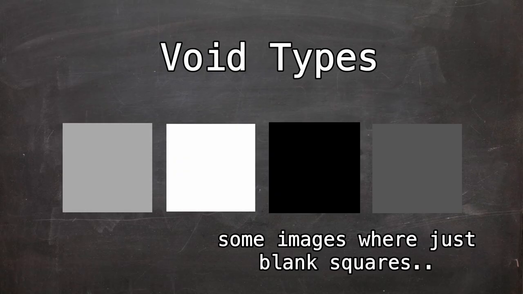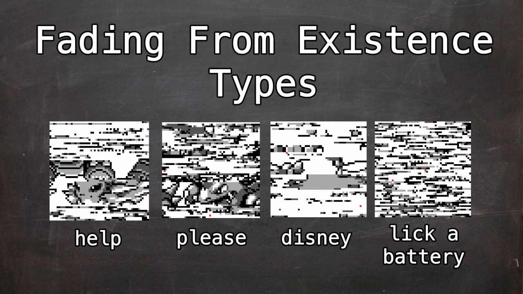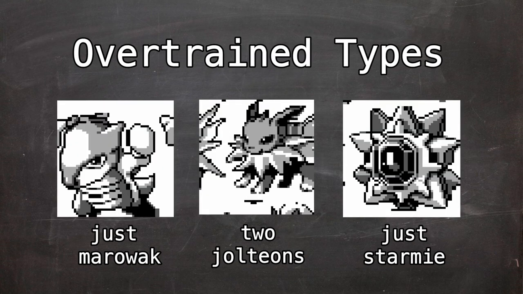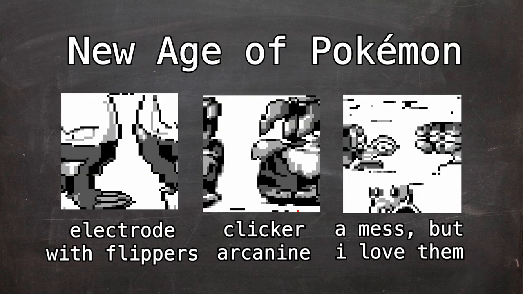Let's have a look at some of the results. We have the void types, the worm types, the peak and valley types, the fading from existence types, the ones that got a bit overtrained, whatever the hell this is, and finally the ones that I'm vaguely happy with.